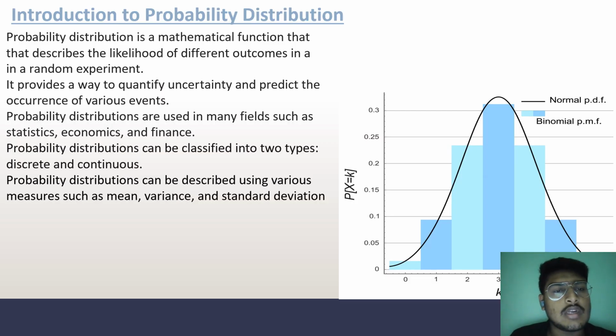Let's see the first, introduction to probability distribution. Probability distribution is a mathematical function that describes the likelihood of different outcomes in a random experiment. It provides a way to quantify uncertainty and predict the occurrence of various events. Probability distributions are used in many fields such as statistics, economics, and finance. Probability distributions can be classified into two types, discrete and continuous. They can be described using various measures such as mean, variance, and standard deviation.